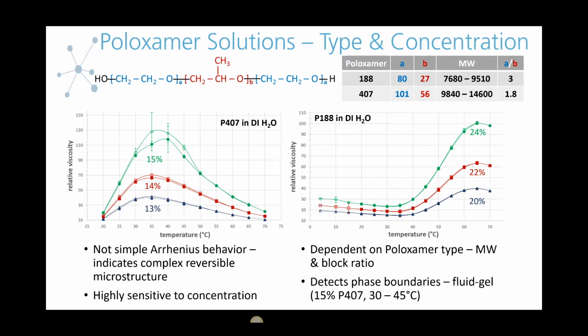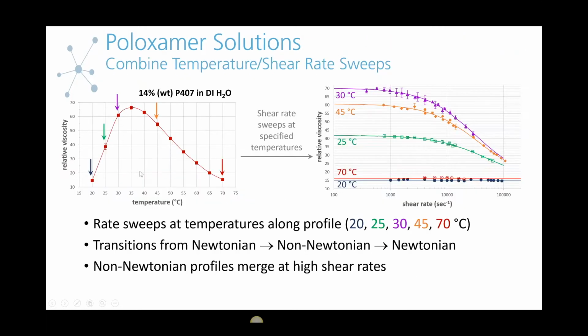So this is a good overview, and we see in general how things behave. But now we can go a little deeper and do a more thorough analysis. So what we're going to do is pick one of these curves and look at the shear rate dependence as a function of temperature. I picked one of the concentrations of the P407 sample, and I'm just reproducing the curve on its own here, relative viscosity versus temperature.